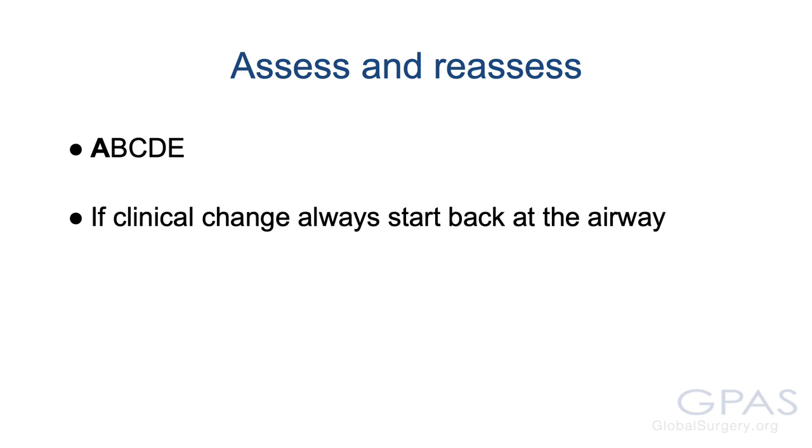When we perform primary survey, we assess, address, and reassess the ABCDE. We start with the A because that stands for the airway. Because we reassess, if there is any clinical change, we start back at the airway. Why? To understand this, we need to understand airway anatomy.